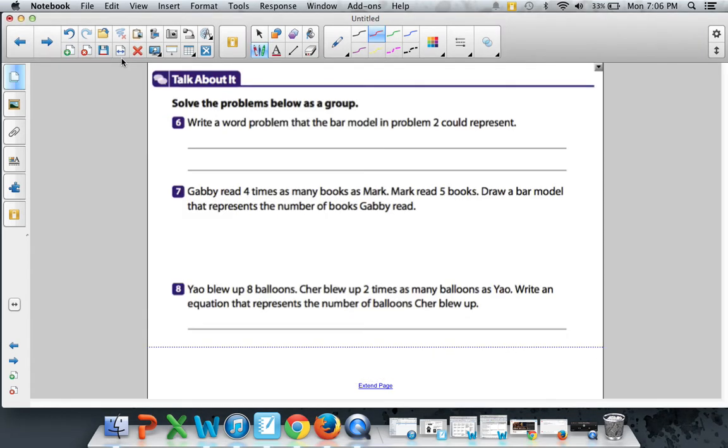Let's get started. Solve the problems below as a group. Obviously, this is homework, so solve them by yourself. Or, I don't know, with mom and dad if you really want to group that much.